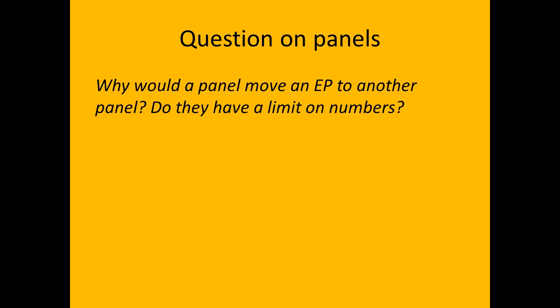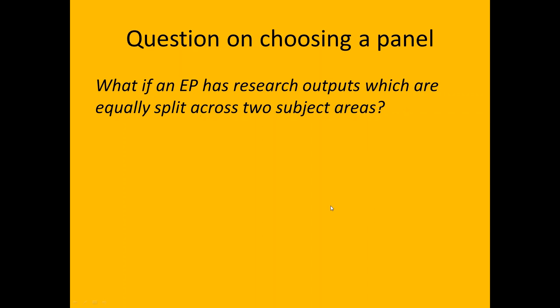Okay, and this another related question here. This is one we prepared earlier. So what if an EP has research outputs which are equally split across two subject areas? So in this case, the TEO needs to make the decision with the researcher about where that panel goes. So they do need to make sure that this is clearly identified in the evidence portfolio. And Sharon, I think that actually brings us quite nicely into our next topic. Yeah. It does.